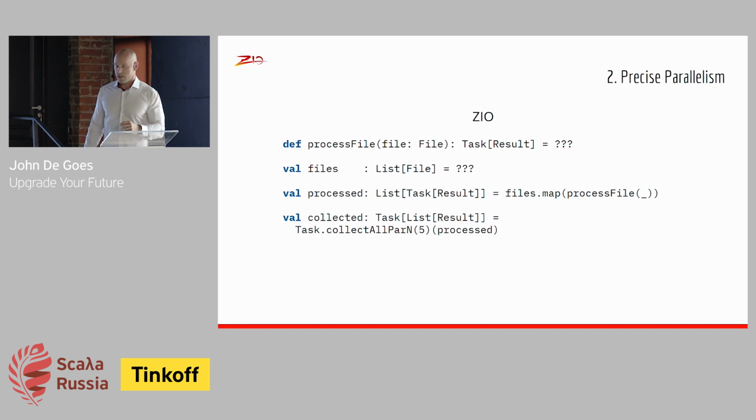With Zeo, there's explicit and precise parallelism. If you want to do something in parallel, for example, collect all par is the operation that will do that, and you can call collect all par n to limit the amount of parallelism in that operation. So at every single point, you have explicit control. Do I want parallelism here or not? And if I do want parallelism, do I really want to make it unbounded, or do I want to limit it to, for example, the number of cores in my machine?